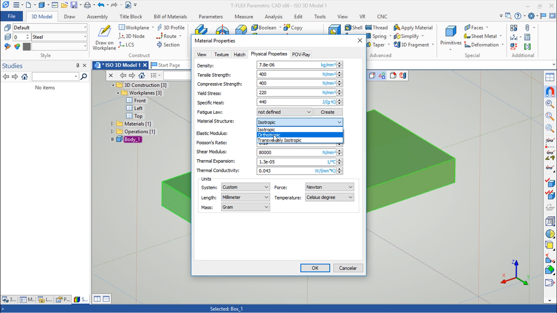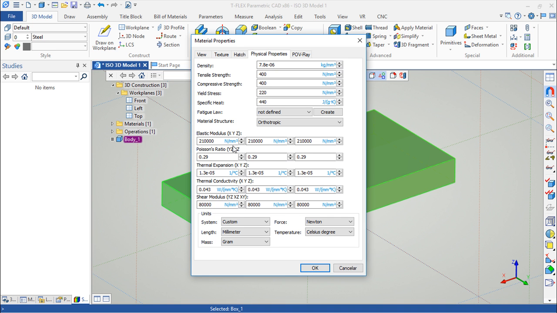So starting with the orthotropic, when we open, we have the same properties, but they can be defined with different values for each of the axes. So a brief definition of this. An orthotropic material is a particular type of anisotropic for which there are three mutually orthogonal planes of elastic symmetry with respect to the material characteristics.